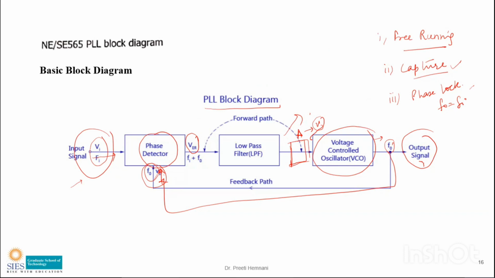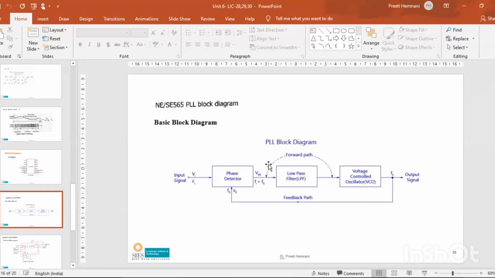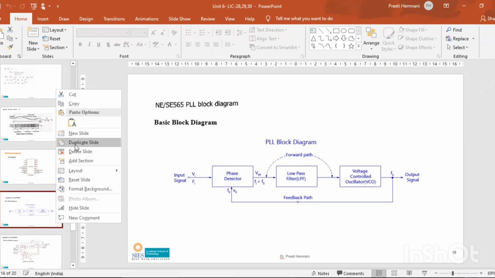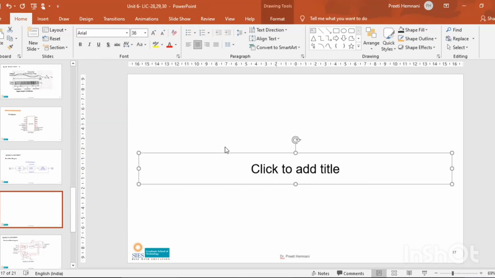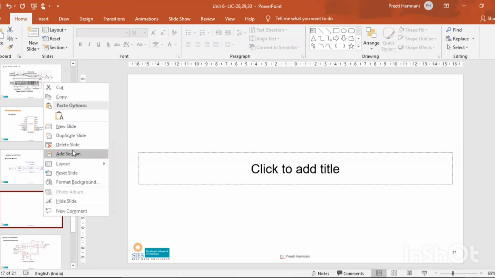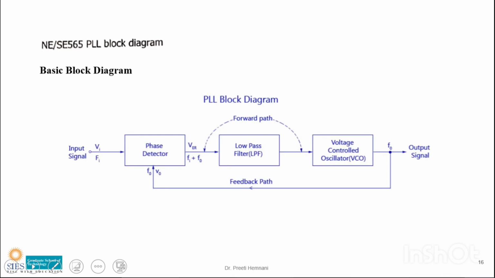Now there are three definitions which we should know. What are the three definitions? They are lock-in range, capture range, and pull-in time, because we are talking about three states. I'll just add one PPT here. One second. So there are three definitions which are very important when we are talking about this block diagram. We know now what should be in the block diagram.